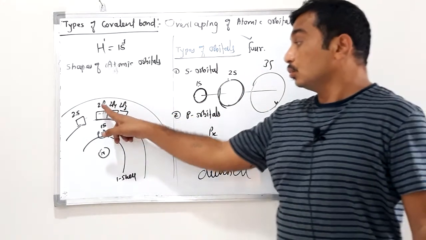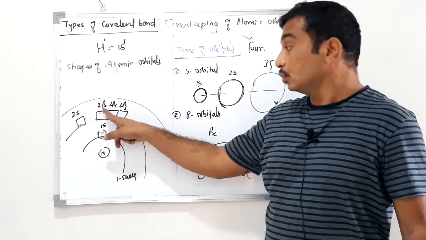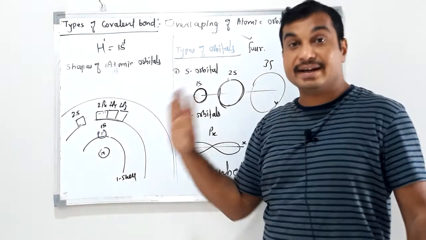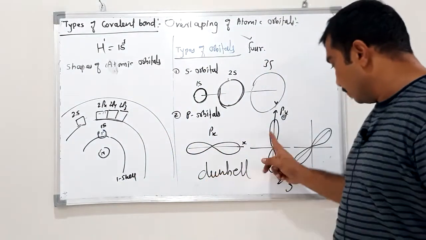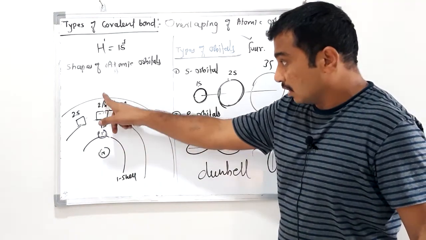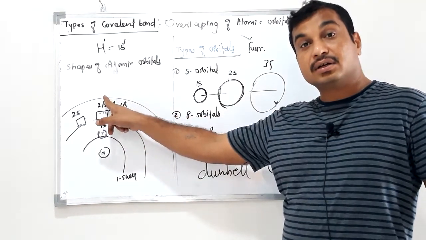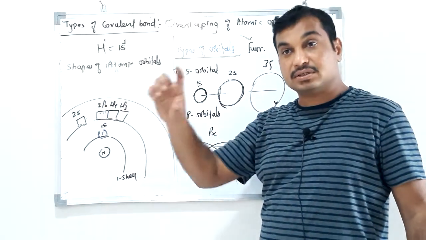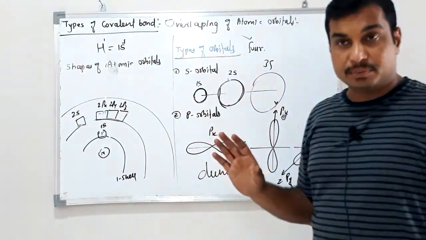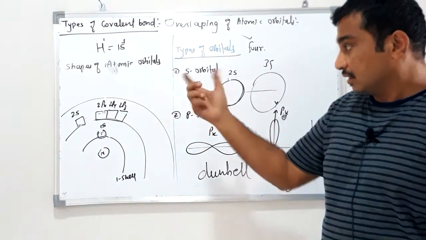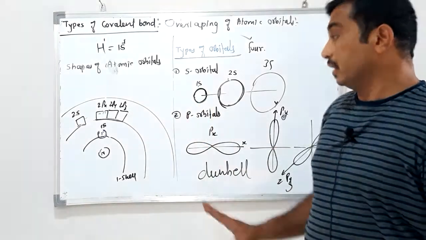Similarly, 2px, 2py, 2pz, these are the p orbitals. All are identical, meaning the shapes are identical. Here 2px, and in the third shell there is 3px. From 2px to 3px, only the size increases. The shape is the same, dumbbell shape, but broader than the previous one. That is the meaning.